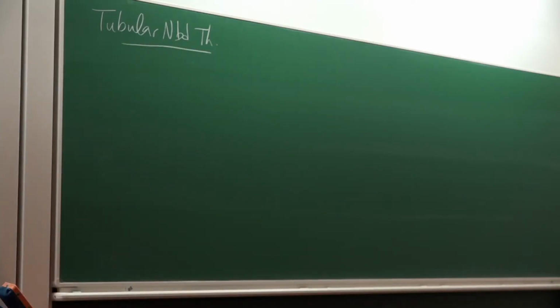Now, the tubular neighborhood theorem in differential geometry says that a compact submanifold always has a tubular neighborhood. Okay? And moreover, that tubular neighborhood is isomorphic to the normal bundle of S in M.